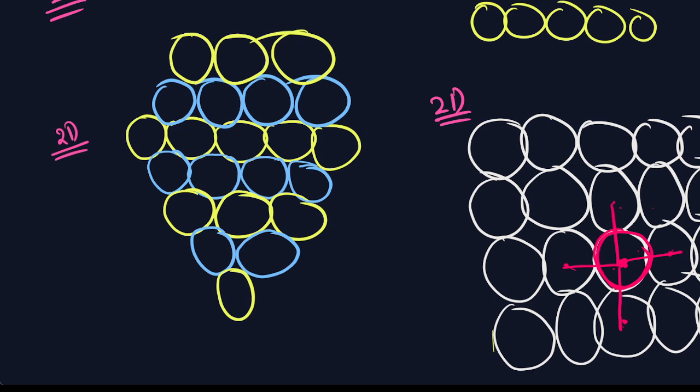For this case, I'm talking about these lattice points. Then how many lattice points does it directly touch? From here it directly touches this, this, this, this, this, and this. So how many lattice points does this lattice point directly touch? This is 1, this is 2, this is 3, this is 4, this is 5, and this is 6.